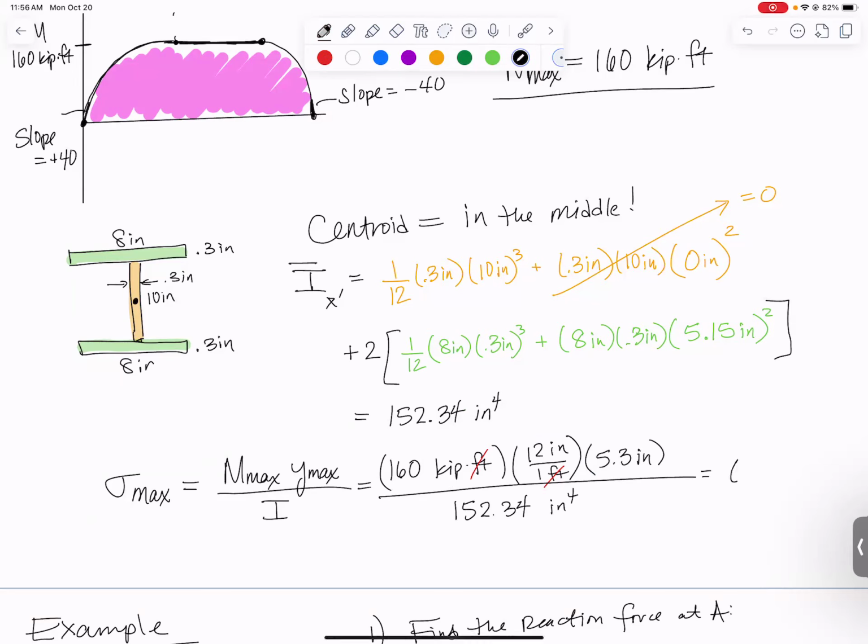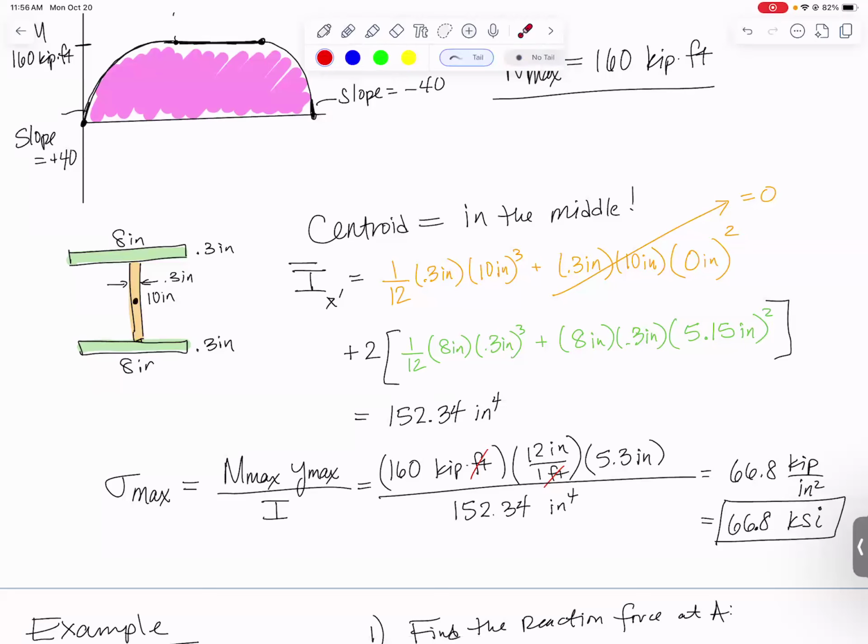We get 66.8. I had kips for my force unit in here. I had square inches on the top divided by inches to the fourth. So I will have kips per square inch, which we oftentimes call KSI. And this doesn't really have a plus or minus with it. We were finding the overall max stress. So we found that the magnitude of the max bending moment, the distance to either the top or bottom, depending on whether you're at the top or bottom, will determine whether it's tension or compression.